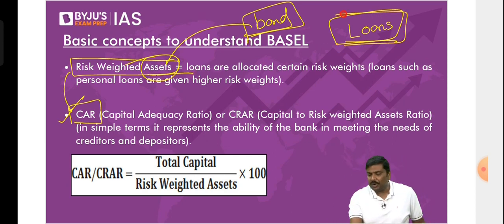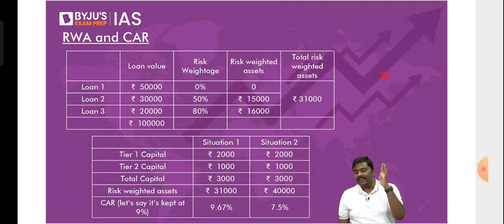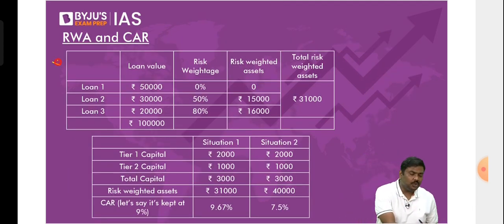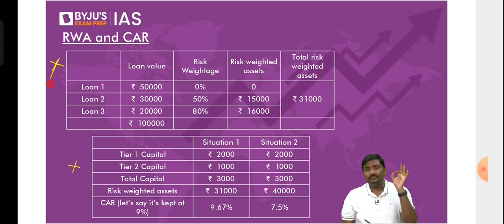So let's write: what are the most important assets? Loans. Is there a risk with these loans? By giving a loan, is the bank taking a risk? Of course, yes, you already know the answer. Now I will show you two calculations. I'm writing a cross mark here. It simply means don't mug this up. Do not mug up this particular table.